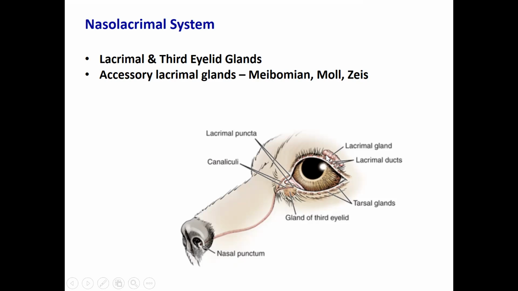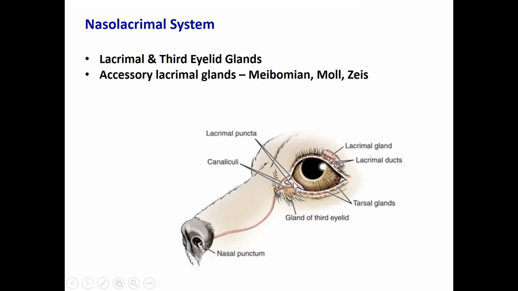So this gland has multiple small lacrimal ducts which open into the conjunctival sac or conjunctival fornix, and they release their secretion, which is largely watery. In addition to the secretion of the lacrimal gland, we also have a gland here, the gland of the third eyelid.